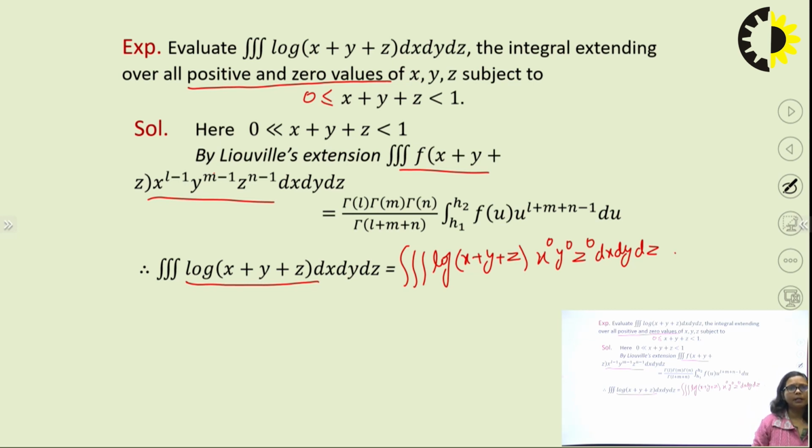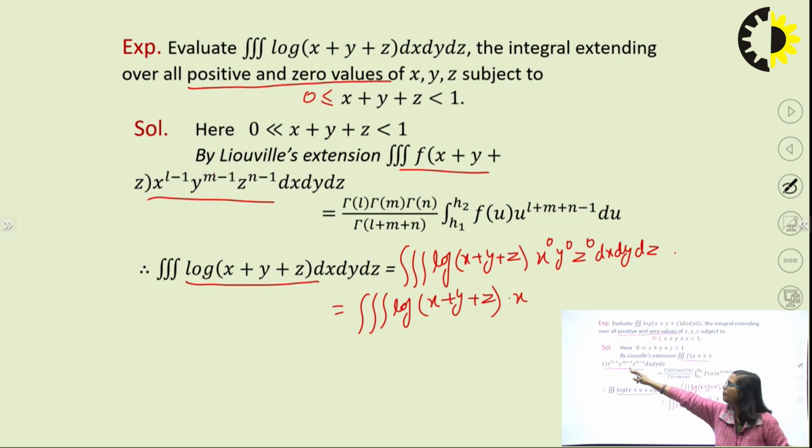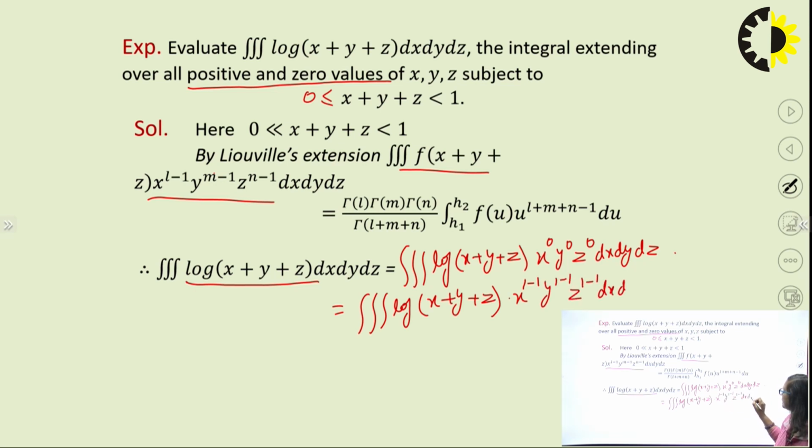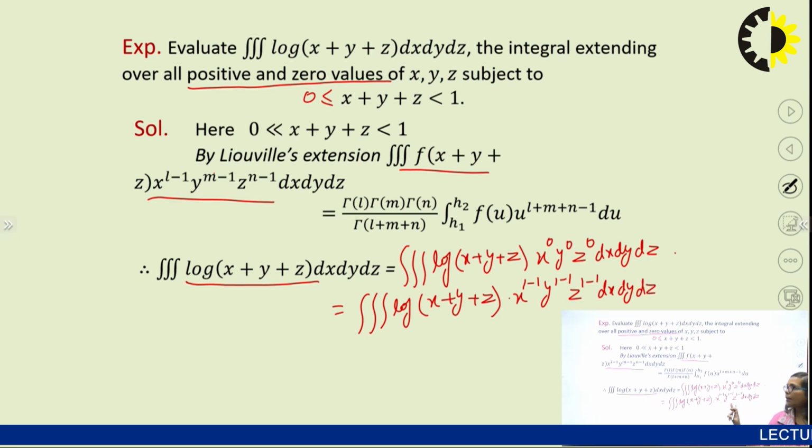Because they are missing parts, so I write it as the 0, 0, 0 part. This is nothing but the triple integral of log(x plus y plus z) into x to the power 0. I need to write this in the form L minus 1, M minus 1, N minus 1. So 0 is written as 1 minus 1, y to the power also 1 minus 1, z to the power also 1 minus 1, dx, dy, dz. And if you look at it now, this is similar to the left hand side of Liouville's extension. So we can apply the extension over here.